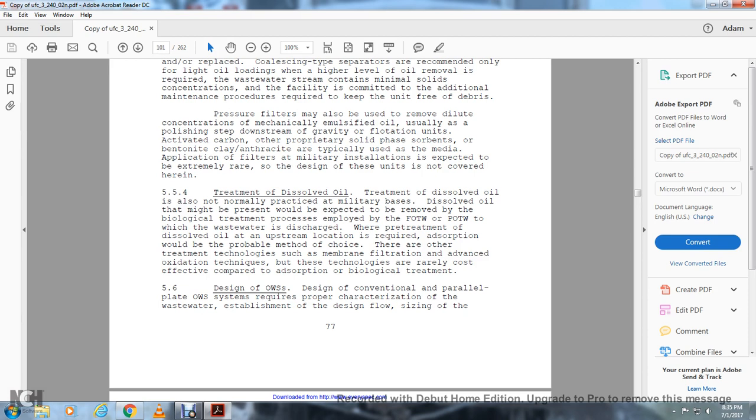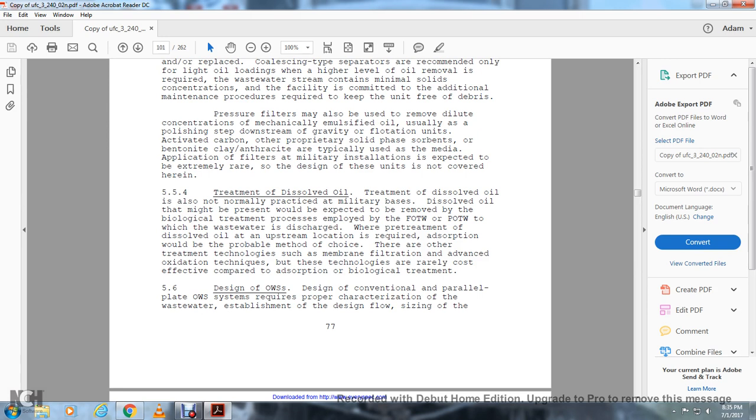554. Treatment of dissolved oil. Treatment of dissolved oil is not normally practiced in military bases. Dissolved oil that may be present is expected to be removed by the biological treatment process employed by the FOTW and POTW to which the wastewater is discharged. The pre-treatment should be the probable method of choice.